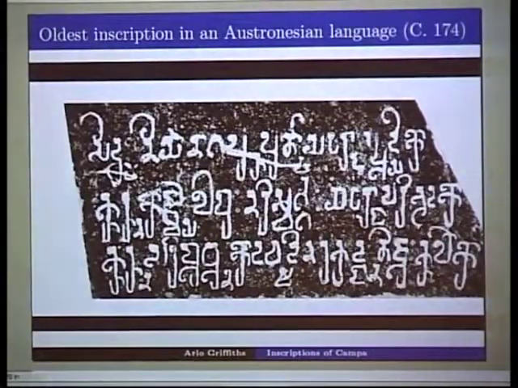Besides comprising the oldest inscription of Southeast Asia, the Champa corpus is also important for containing the oldest document in an Austronesian language, so older than the oldest Old Javanese or oldest Old Malay inscription. This is the oldest Old Cham inscription, I should say, besides Sanskrit.